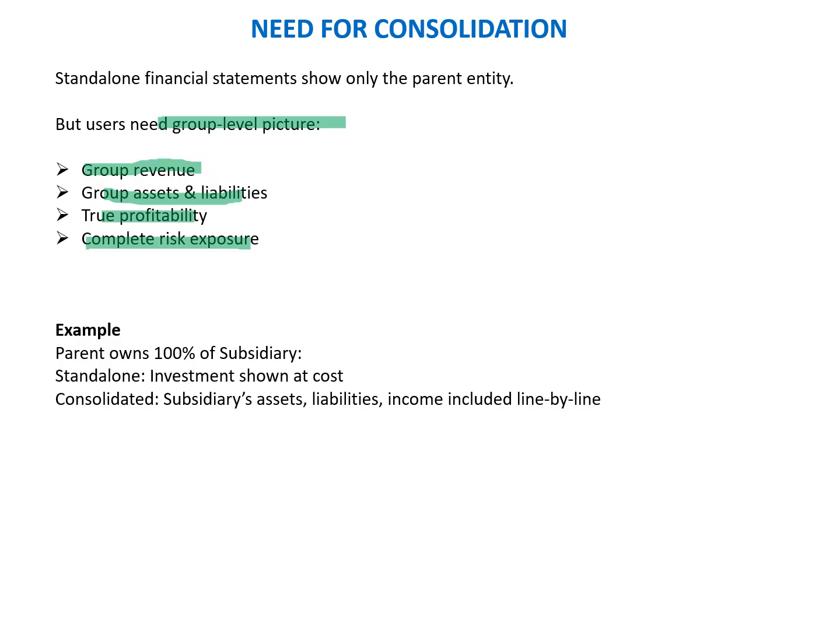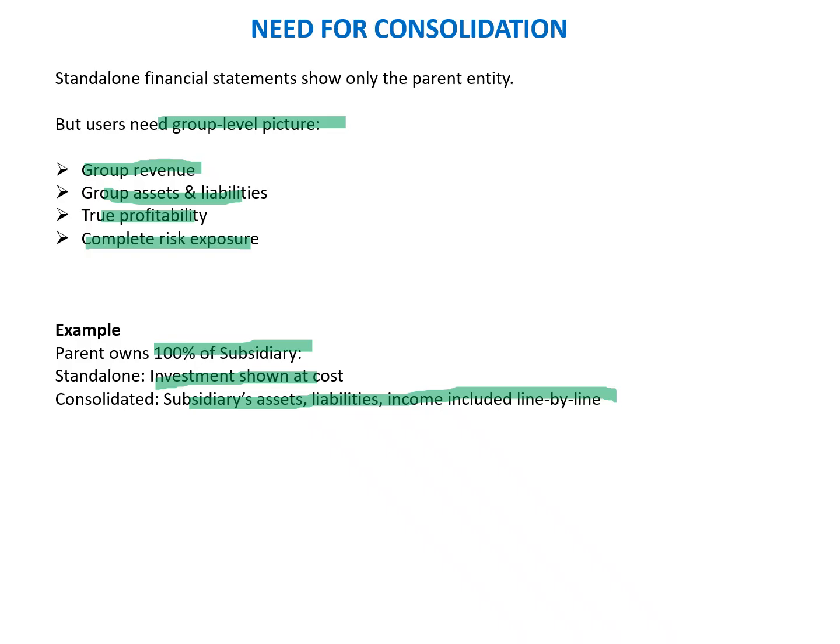So for example, parent owns 100% subsidiaries, standalone investment is shown at cost, but in the consolidated statements the subsidiary's assets and liabilities are included line by line. Standalone is as per the cost method, but when we talk about consolidation, it has to be done line by line, which is the approach prescribed under Ind AS 110.